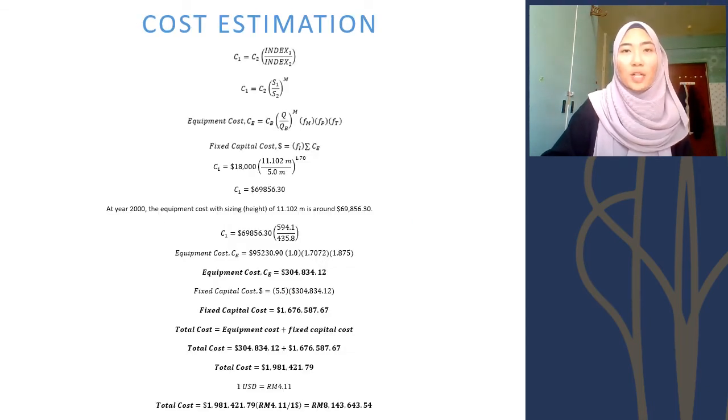The cost estimation for the hydrotreating and hydrocracking catalytic reactor R101 is calculated based on the base index at year 2000 with a value of 435.8, compared with the current index of 594.1 from the year 2020, and the calculation gives the total cost of the reactor at around 8,143,643 ringgit Malaysia. That's all from me.